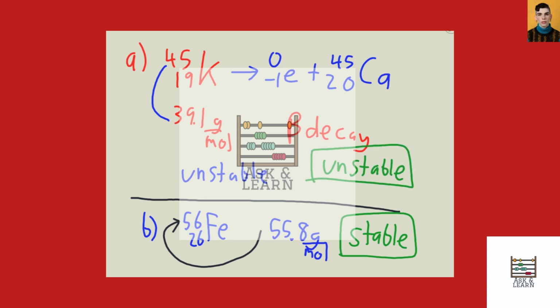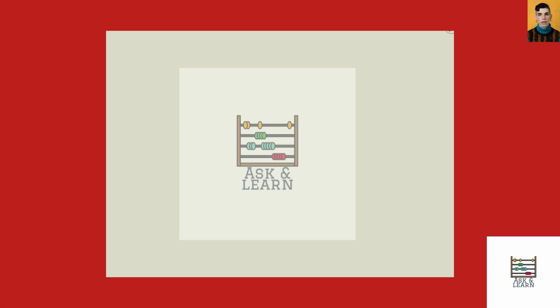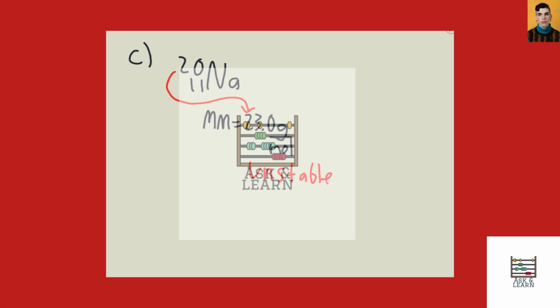Now, moving on to part C, we find an isotope of sodium 20. Now, sodium has a molar mass of 23.0 grams per mole if rounding, and that indicates that this one has too few neutrons to be stable. So we are going to classify this one as unstable.